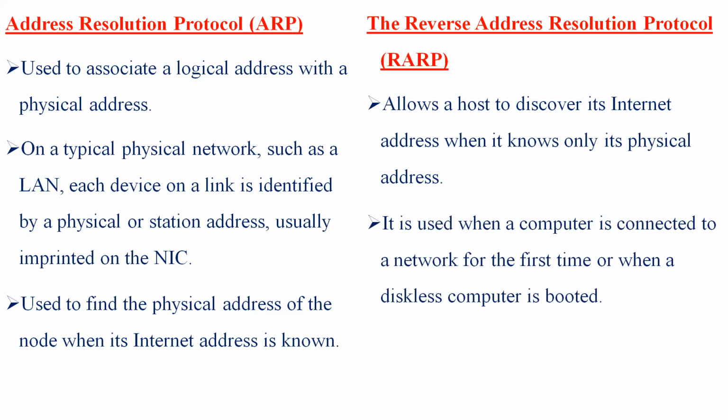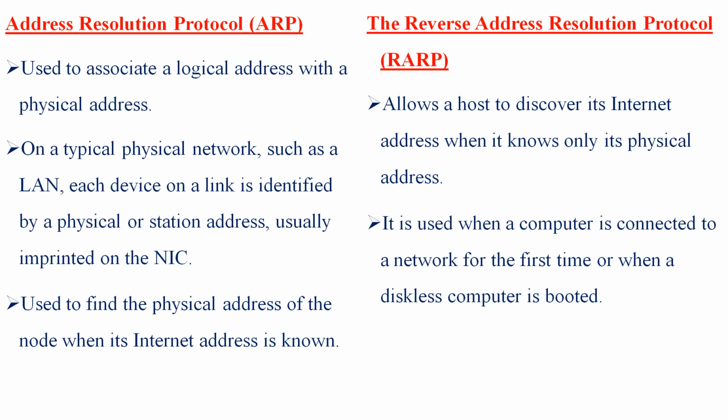So this RARP is used when a computer is connected to the internet for the first time, or when a diskless computer is booted. When the computer is connected to the network for n times, then it is not a convenient way to use RARP. So whenever a diskless computer is getting booted, or whenever it is getting restarted, at that particular time we use this RARP protocol in order to know the internet address.